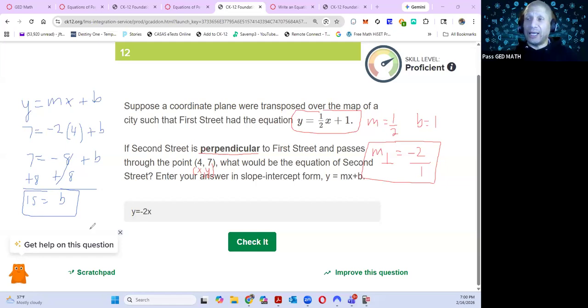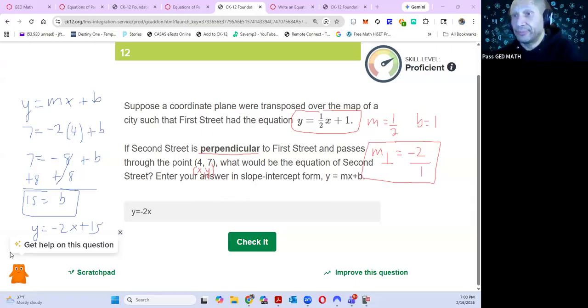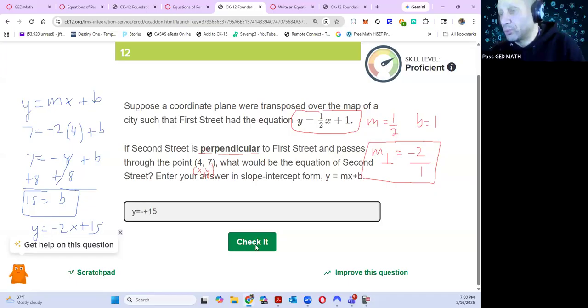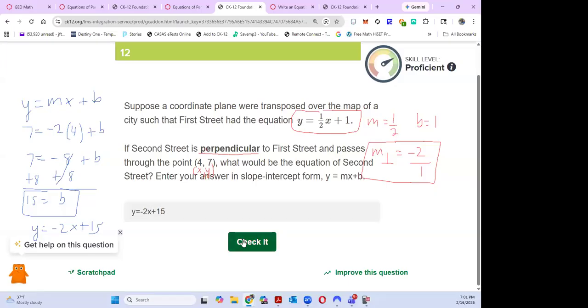What's my equation of the line? y equals negative 2x plus b. I mean plus 15. Oops, what did I do? Did I erase something? Minus 2x plus 15. Yeah, you're right. Look at that.